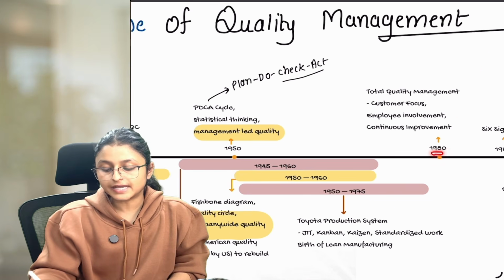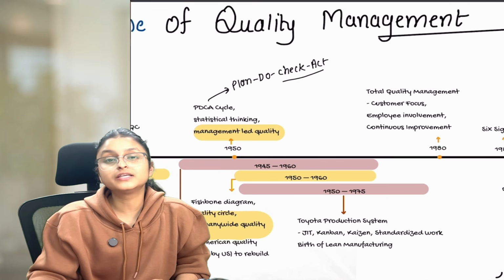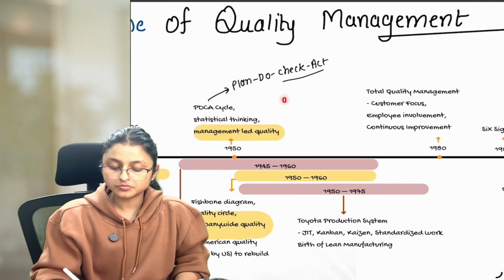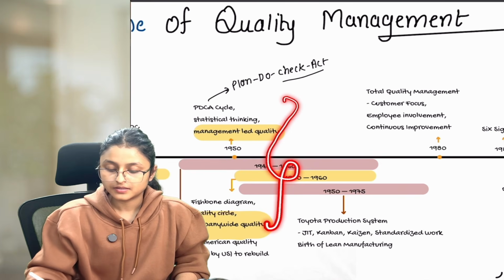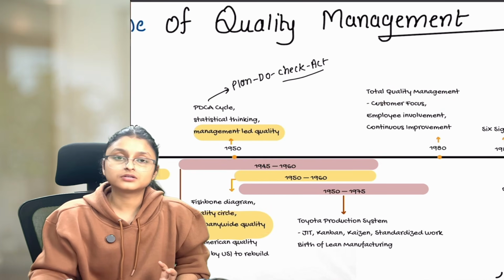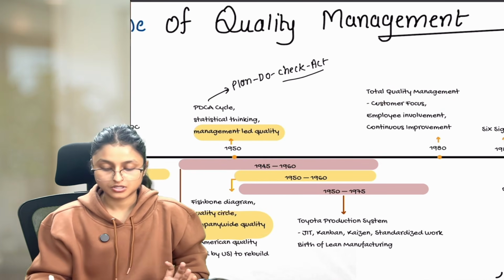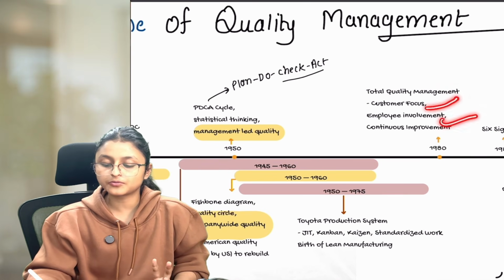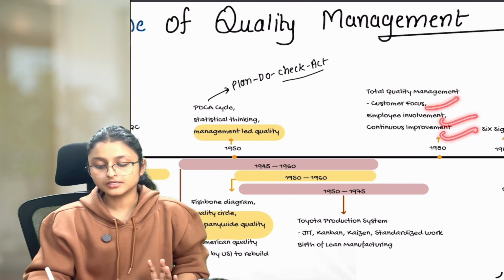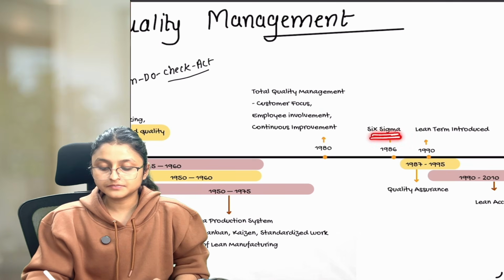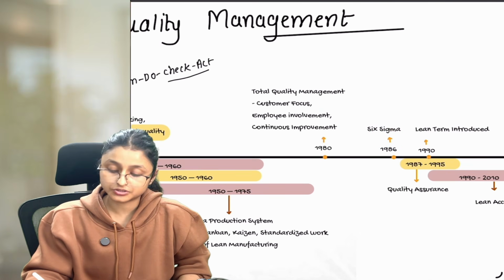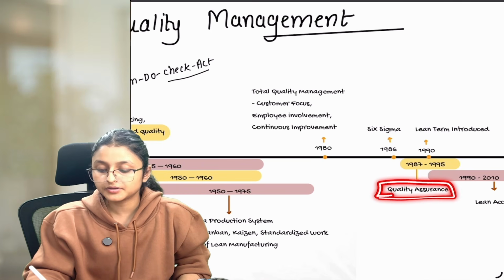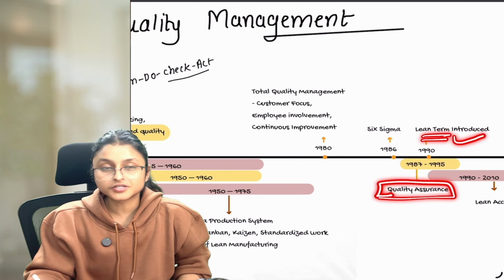Done. Next, in 1980, the word total quality management came in. If you notice, this total quality management was already developed in Japan. Then here only this word came into picture. Total quality management, where we are focusing on the customer, involving every employee and continuously improving. Then came Six Sigma, where we are focusing on zero defects. Then here quality assurance standards came in, and the lean term was introduced.